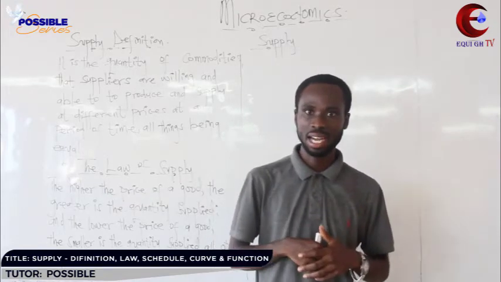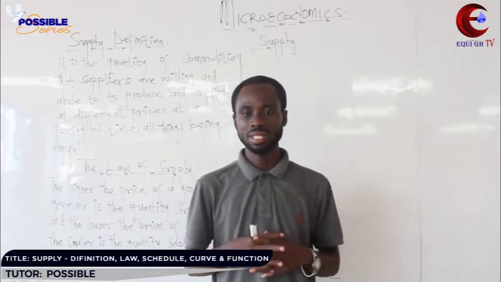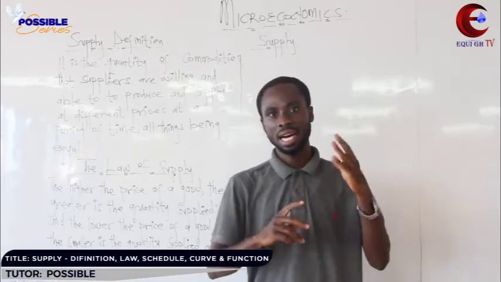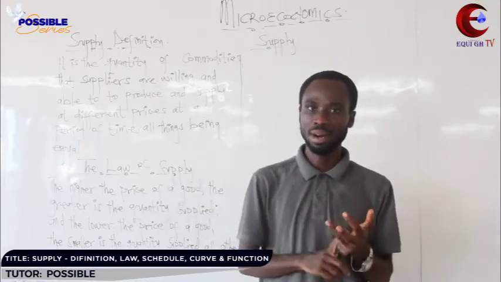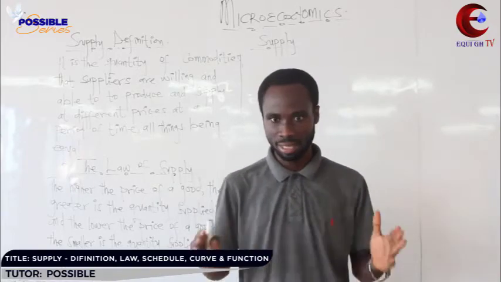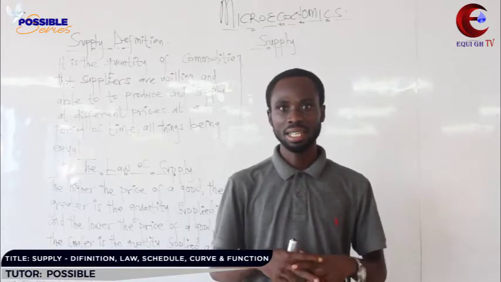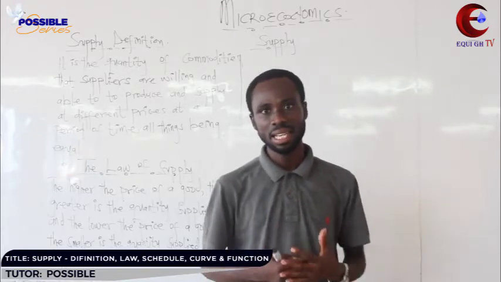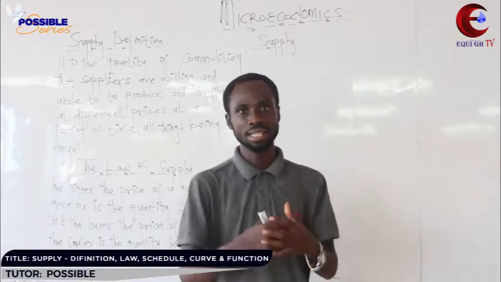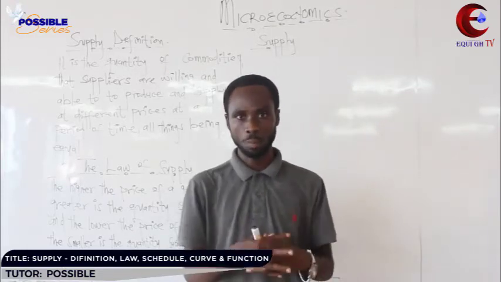In our previous lecture, we discussed demand, whereby we said that demand is the willingness. From there we looked at the demand function, the demand curve, and the demand schedule. The demand schedule is a tabular representation, the demand function is a mathematical representation, and the demand curve is a graphical or diagrammatical representation, which is a curve. I hope it makes sense.